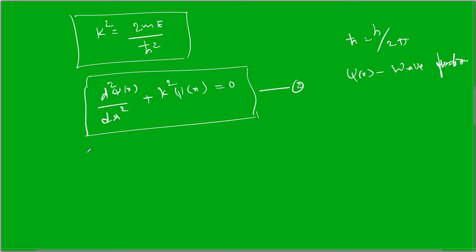We shall try to write a solution that gives rise to oscillatory behavior for the wave function psi of x, because the particle is oscillating between the limits x equal to 0 and x equal to a. So we write psi of x is equal to A sine kx plus B cos kx. We'll call this 3.